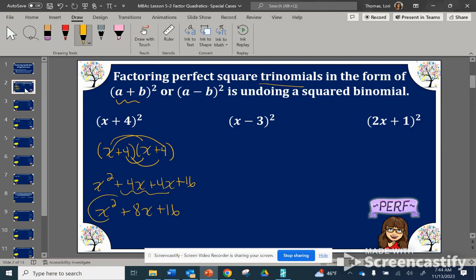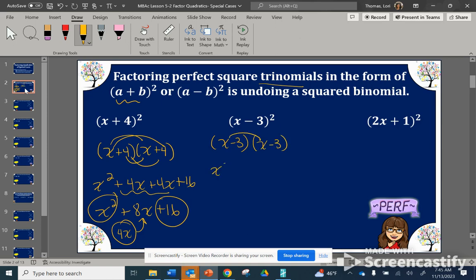What that means is our first and third terms are positive perfect squares. They have to be positive because anything multiplied by itself will give me a positive. The middle term is doubling the product of the root of the first and third term. So the root of x squared is x, the root of 16 is 4, and if we double 4x, we get 8x.